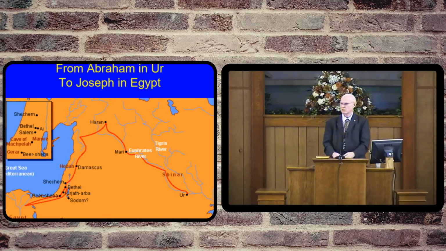So this is the land, the way Abraham moved from Ur up the Euphrates River to Haran and back down. Some of the cities in Israel that we think about are Shechem, Bethel, Beersheba, then Abraham down into Egypt, and then back into the land that God would promise to his descendants.